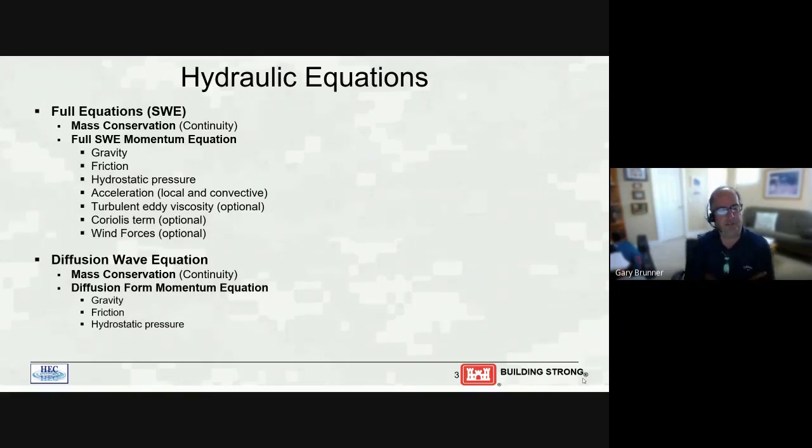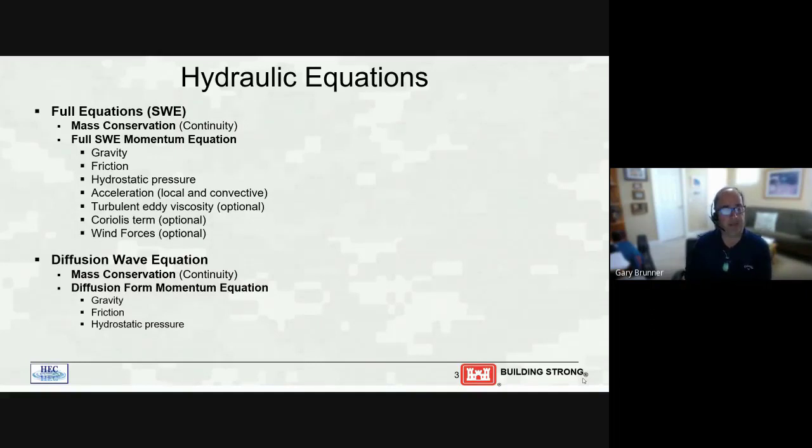But then the real equation that controls water movement is the momentum equation. And for the full shallow water equations, we have terms for gravity, friction, hydrostatic pressure differential, acceleration terms, both local and convective. Local is change in acceleration at a point with respect to time, and convective is change in acceleration with respect to distance. But then there's options for eddy viscosity, turbulence modeling, Coriolis effects if you're in the northern or southern hemisphere, and then wind forces.